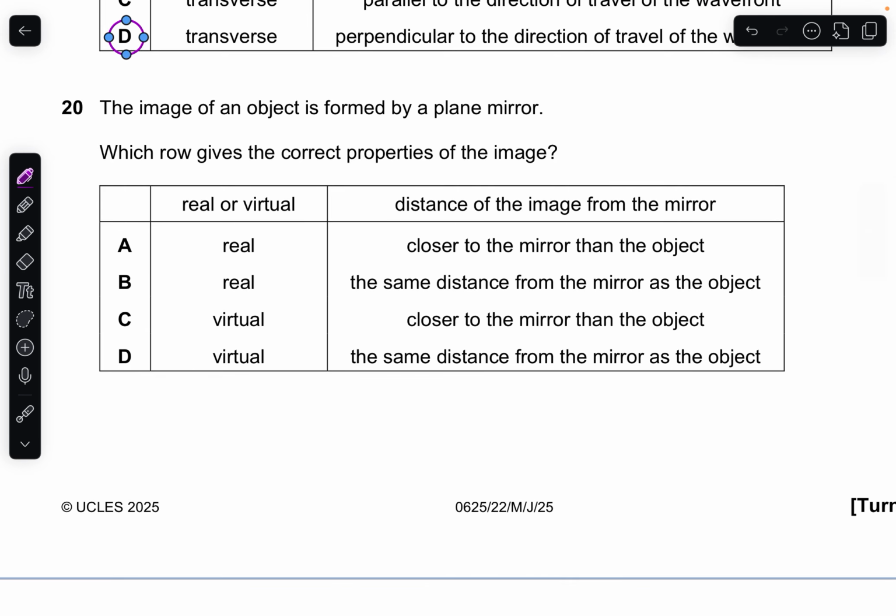The image of an object is formed by the plane mirror. Which row gives the correct properties of the image? The image will be virtual and it will be at the same distance. Okay, that you also have to memorize.